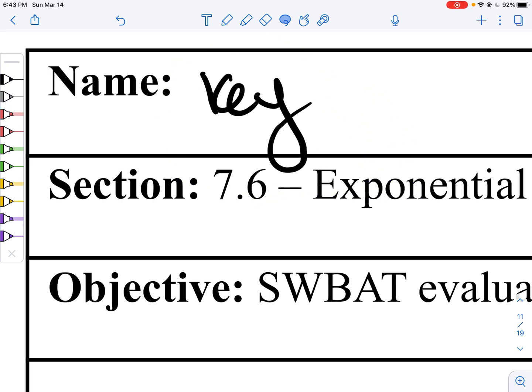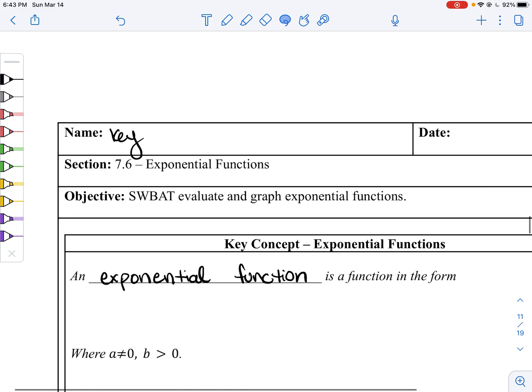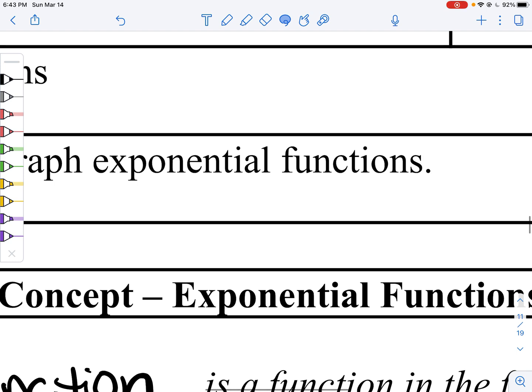Hey guys, welcome to your 7-6 notes on exponential functions. By the end of the day, you will be able to evaluate and graph exponential functions and to put the exponent in exponential and the fun in function.